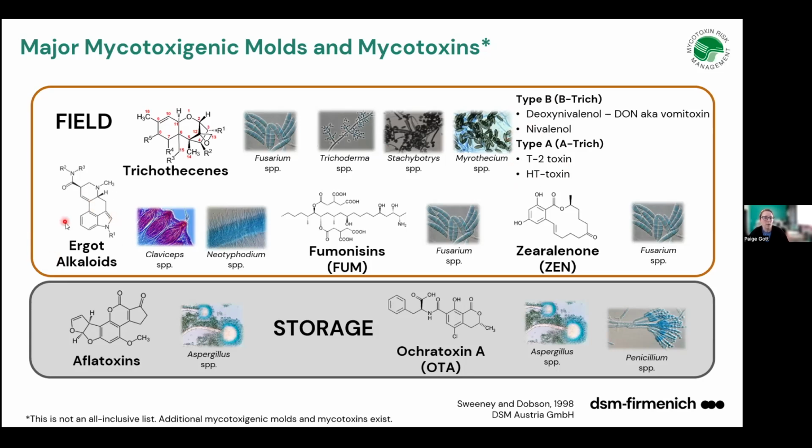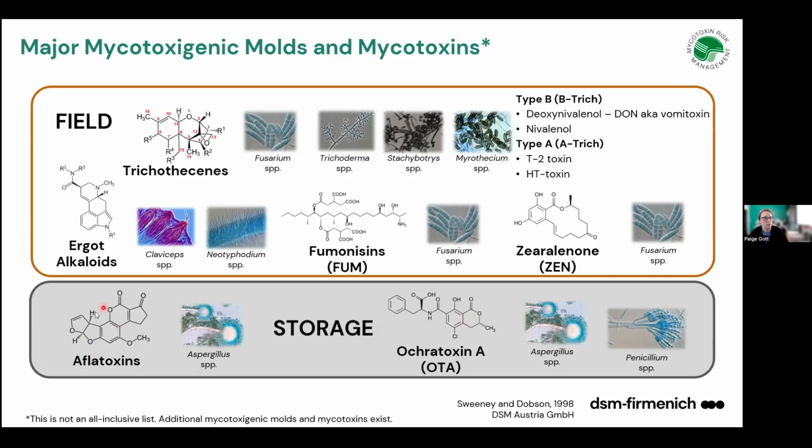Next, we have the ergot alkaloids that I already talked about. They're associated with production in the field prior to harvest, as are fumonisins and zearalenone. When we look on the storage side, aflatoxins are a big category most people are familiar with because they are highly regulated. If no other mycotoxins are in their vocabulary, they've probably at least heard of aflatoxins. And then ochratoxin A is another storage-associated toxin.